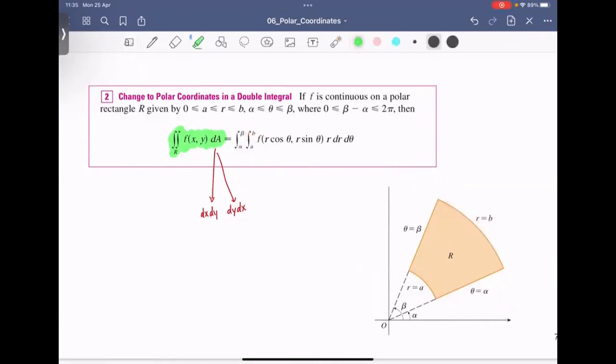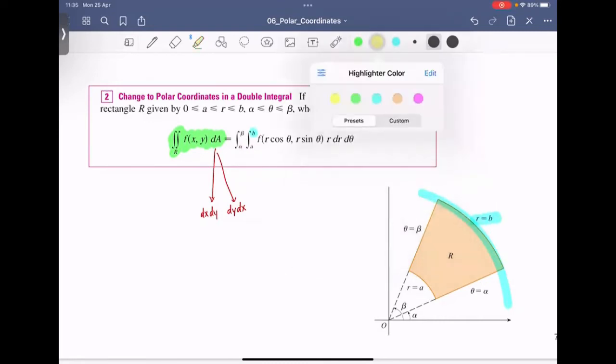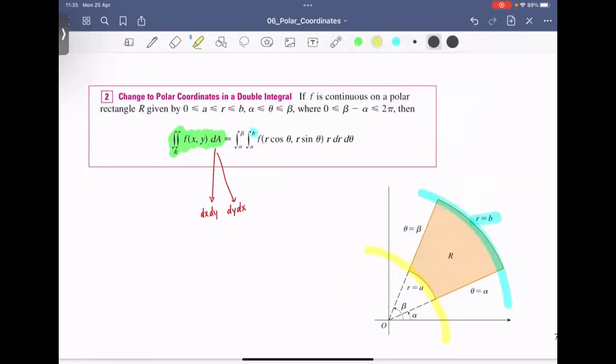So again, the light blue one, r equal to b, when you set up the integral, it's going to be here. The yellow one is going to be on the bottom of the inner integral. So when you set up, you always put r inside. You're going to use dr d theta, r inside and theta outside always.